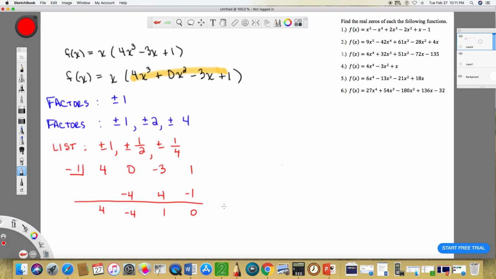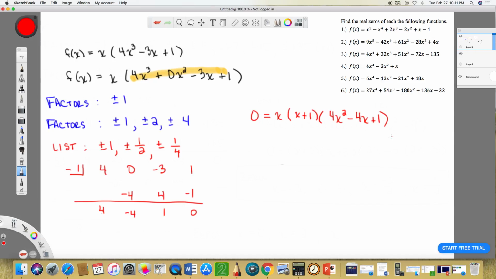All right, and this guy is now quadratic. So let's come over here. If we set the left-hand side equal to 0, we've got that x that we factored out. We've got, in factored form, this 0 of negative 1 in factored form is x plus 1. And this is 4x squared minus 4x plus 1.